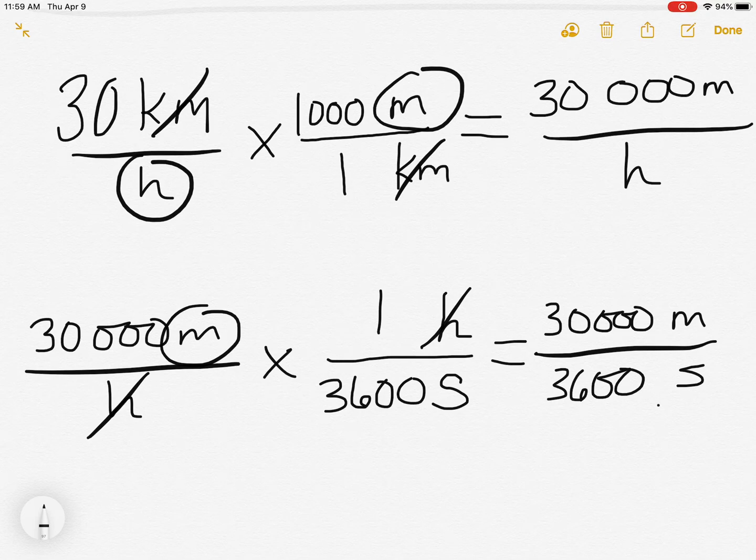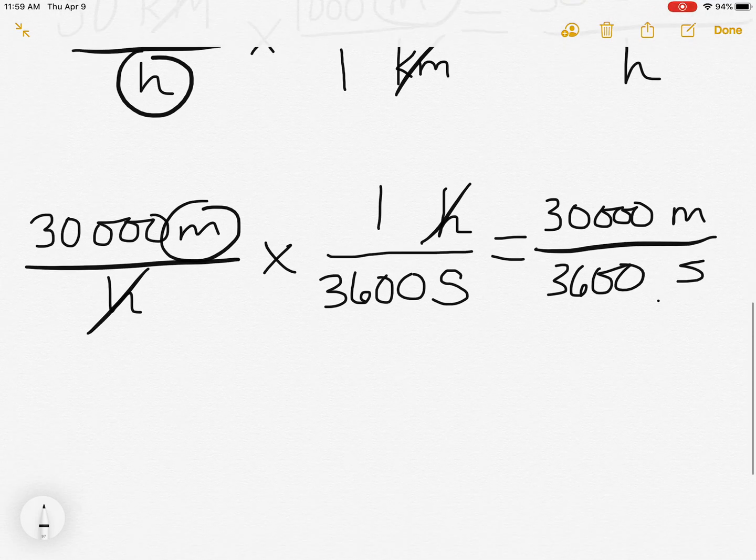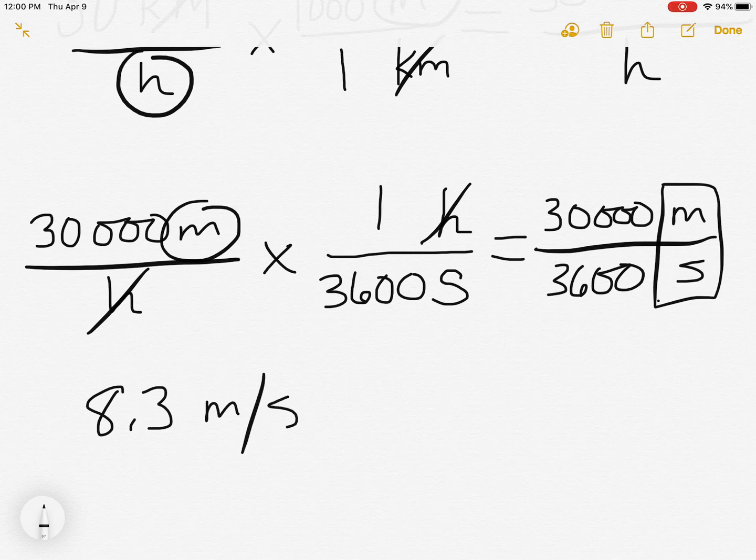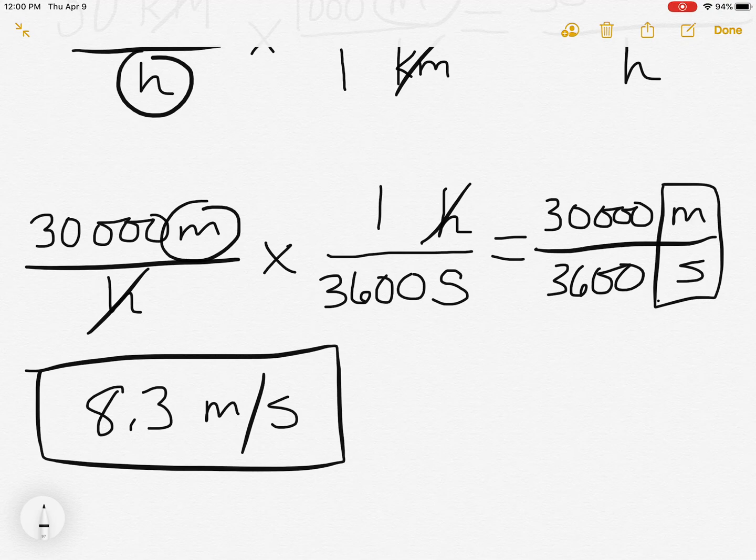So notice our unit now, right here, let me move that up a little bit. Our unit has become meters per second. All we have to do now is deal with the numbers. And so to do that, we just have to take 30,000 and divide it by 3,600. So just do that on the calculator, and we get 8.3. So now we know that it's 8.3 meters per second. So that's how you do it.